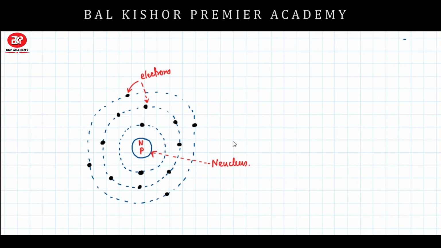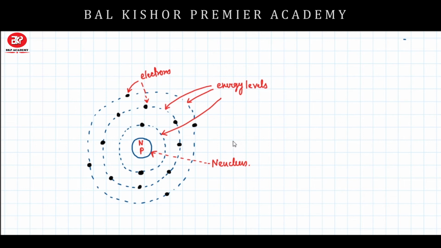That means we can say energy levels. This is one energy level, this is another energy level, this is also another energy level. These are different energy levels in which the electrons are present.